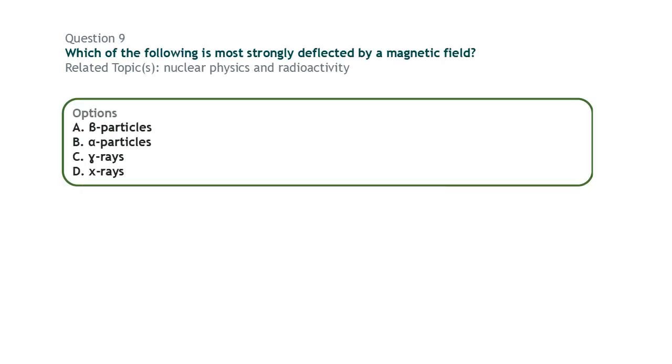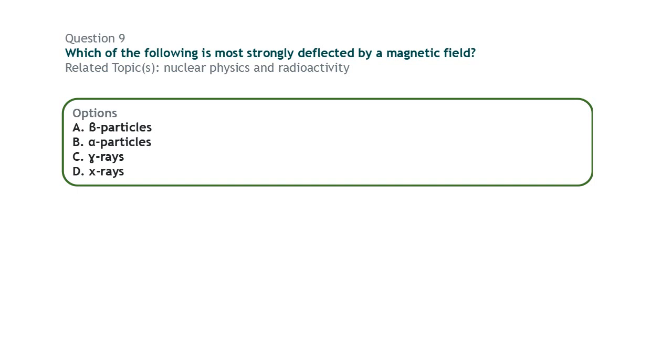Next, on nuclear physics, which of the following is most strongly deflected by a magnetic field? The first three that I have here are radioactive radiations. Let me start with the last two here, the gamma rays and the x-rays. The gamma rays and the x-rays are neutral. They carry no charge at all, and this is the reason why they are not deflected by a magnetic field or an electric field.